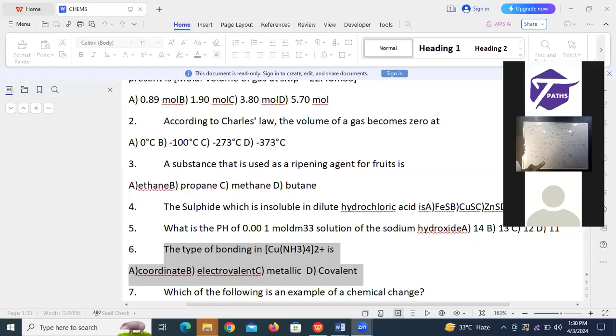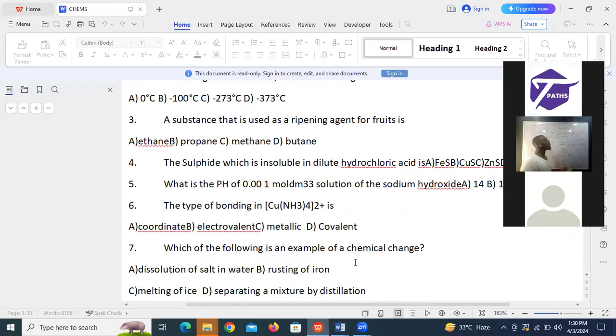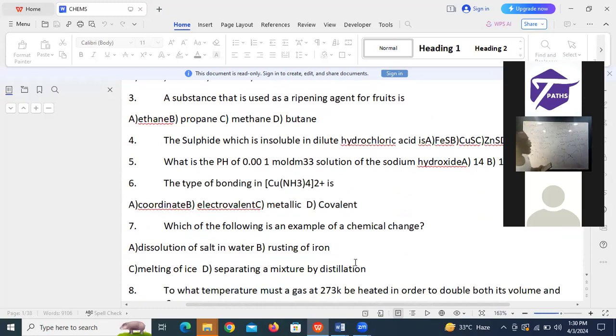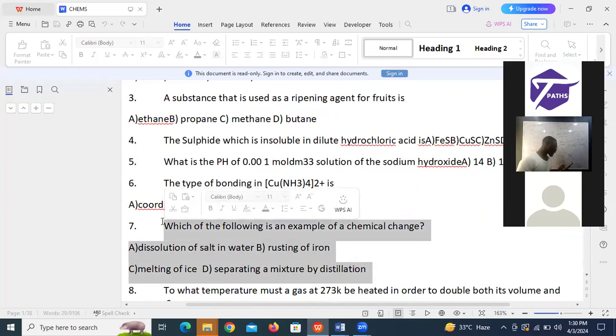Another question: which of the following is an example of a chemical change? So the answer to the previous one is coordinate covalent bonding. When you dissolve salt in water, it's not a chemical change. It is just a physical change. You know physical change and chemical change. Physical change can be reversible. Chemical change cannot be reversible. When I pour salt in water, I can actually reverse it. I can get back my salt.